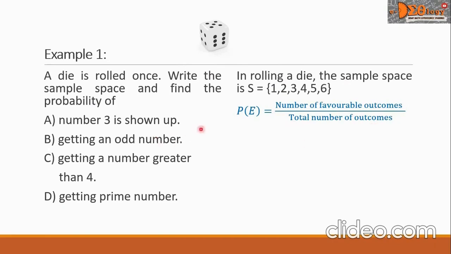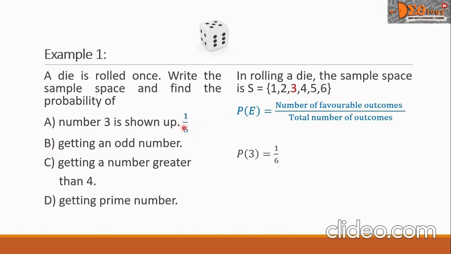Let's begin with problem A, that the number 3 is shown up, and we write P of 3. In our sample space, we can see that there is only one element of 3. So we write here 1 all over the total number of outcomes, which is 6. So the answer here is 1 over 6. And this answer we will write opposite problem A. Let us go now to problem B.